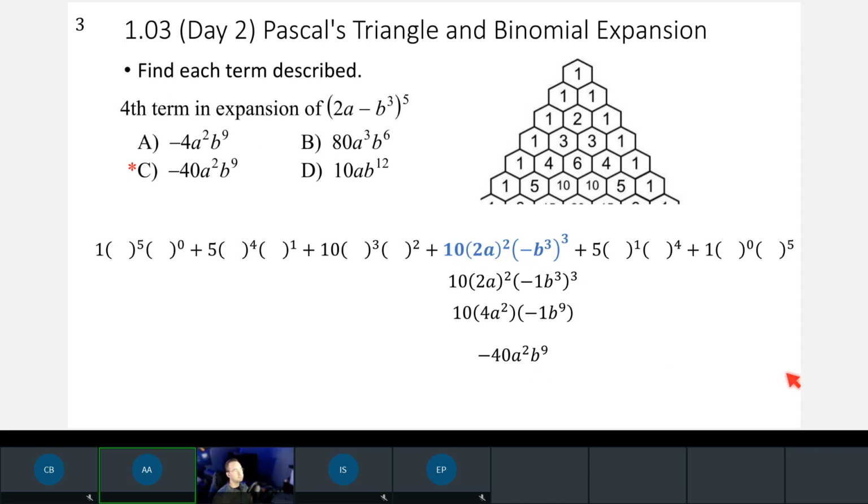Do we need the 1 in front of the b? The 1 in front of the b. What is 10 times 4 times -1? It's -40. Oh, okay, I got you now. Yeah, having a 1 there, it's not simplified because you're saying -40a squared times 1b to the ninth. The -40 times 1 would just be -40, just to clarify on your answer here.